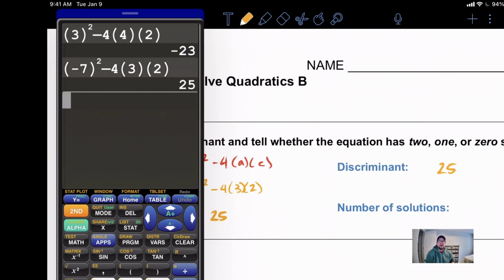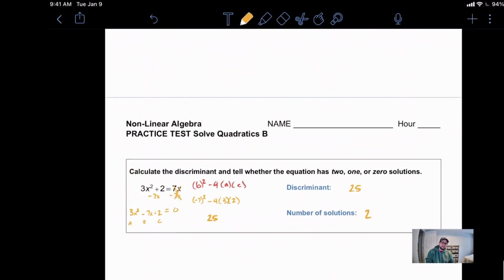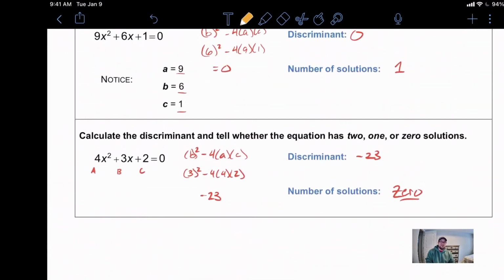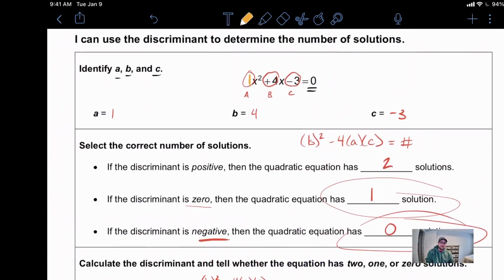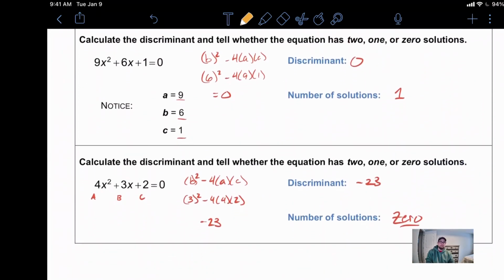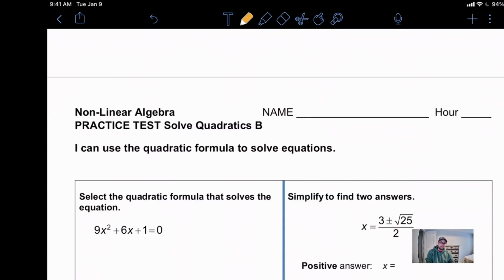Now, since we got 25 and 25 is a positive number, that means we are going to have 2 solutions, just like we would have seen up above on that list. So that's your first standard, and honestly, I don't think that one's too bad. I think you should all do pretty well on that one. But if you're like, hey, I'm missing this, or I'm struggling, Block, can you help me out? Just let me know, and I'd be happy to.